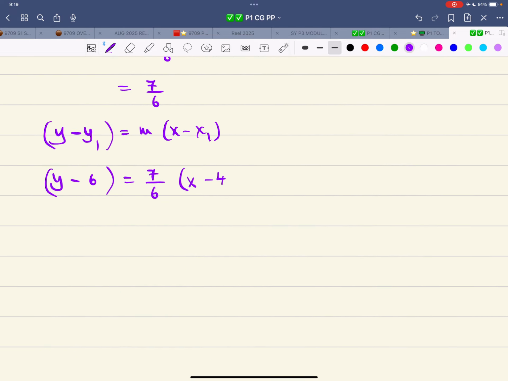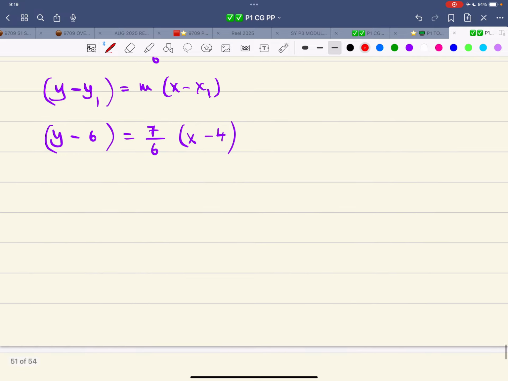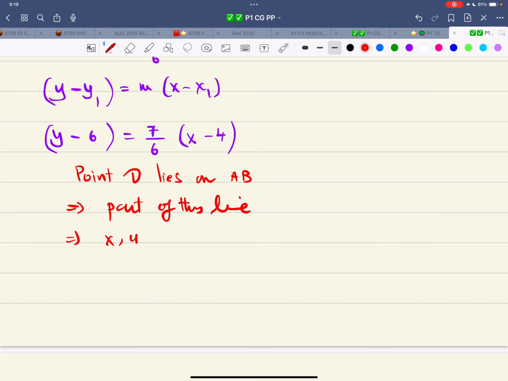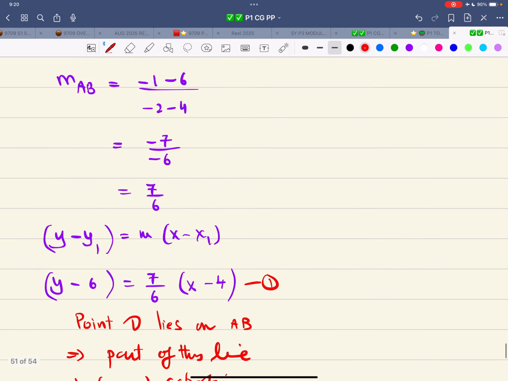That is the equation of this thing. So this point D lies on AB, therefore it's a part of this line. Therefore, XY satisfies the equation of AB. So that's one equation that we have, because there are two unknowns.